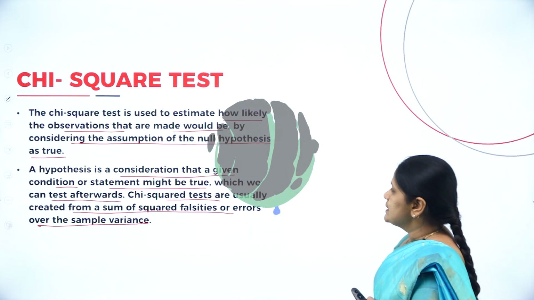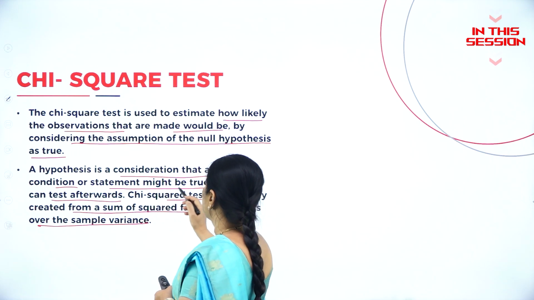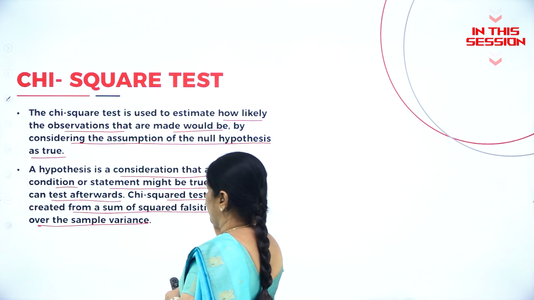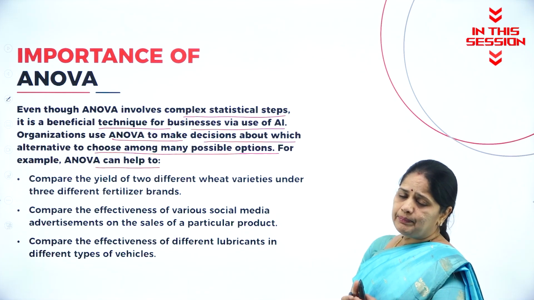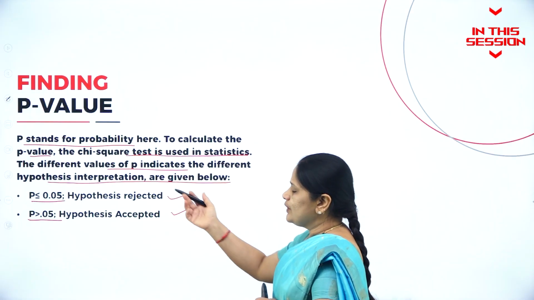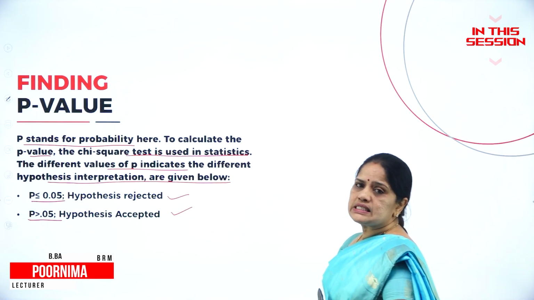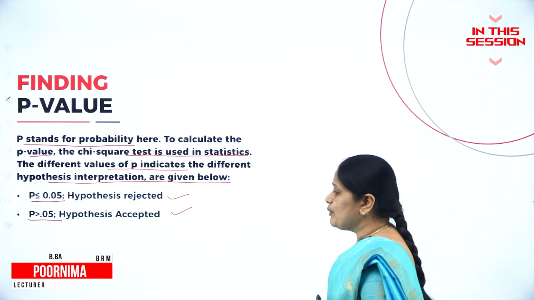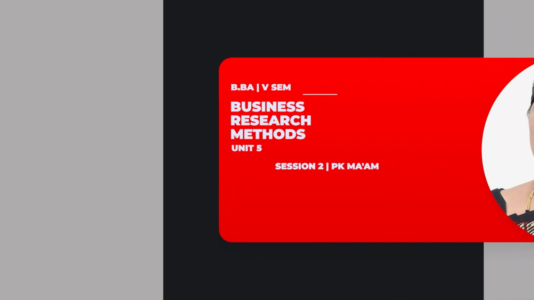What is a hypothesis? A hypothesis is a consideration that a given condition or statement might be true. When we are having various alternatives before us, the ANOVA will help us to make the best choice of the alternative. If the p-value is less than or equal to 0.05, then the hypothesis is rejected. If it is greater than 0.05, then the hypothesis will be accepted.